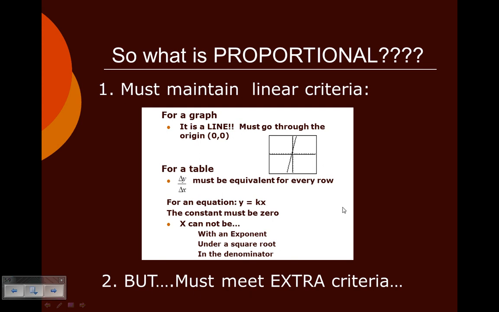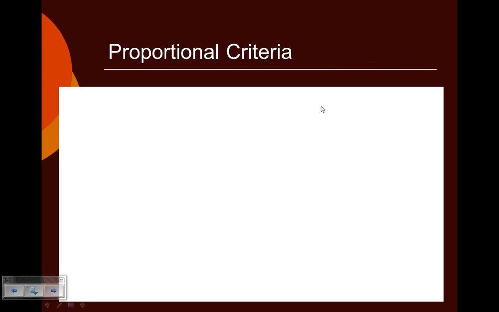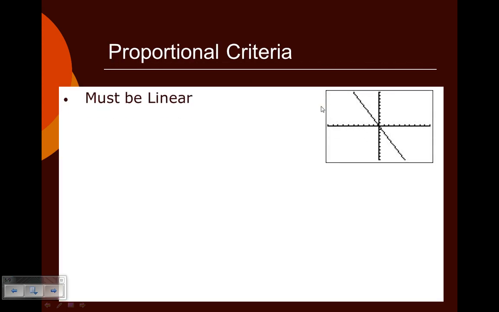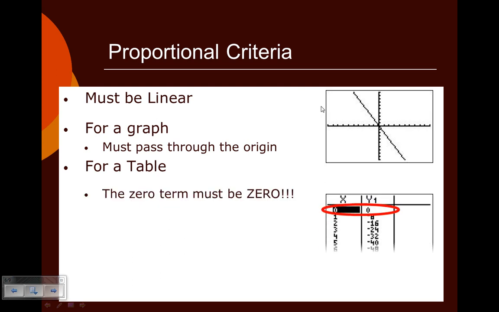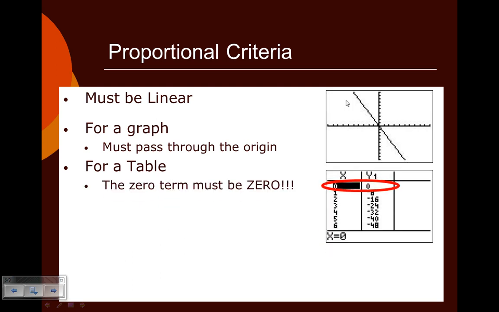So basically, the first thing it's saying is that it has to be linear. It has to make a line. And all this we've already gone over. Proportional, so it must be linear. For a graph, it must pass through the origin. For a table, the term number must be 0. Right here, it's got to be 0, 0. And the y number divided by the x has to be the same for every one.